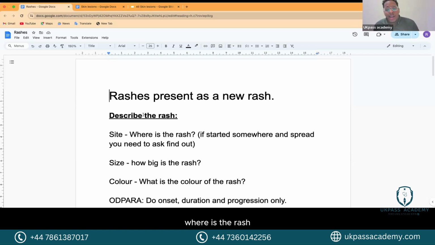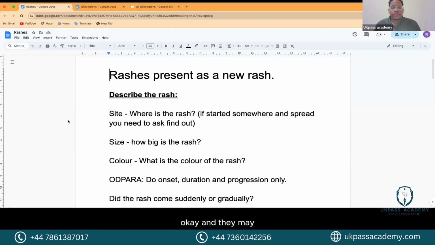So again, where is the rash? When you ask where's the rash, they might say, well, it was on my neck, but it's gone everywhere now. So you need to make a mental note of that. You don't want to find yourself lost. If it started somewhere and it spread to other areas, generally you want to find that out. But if they give you this information, acknowledge it, is what I want to highlight.